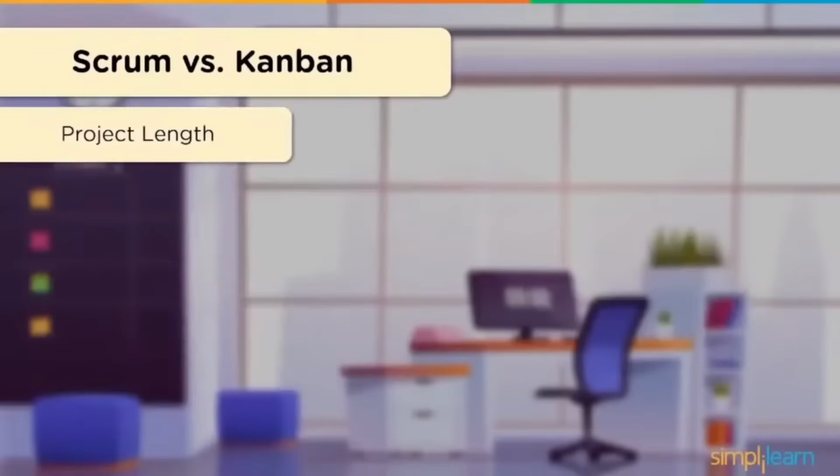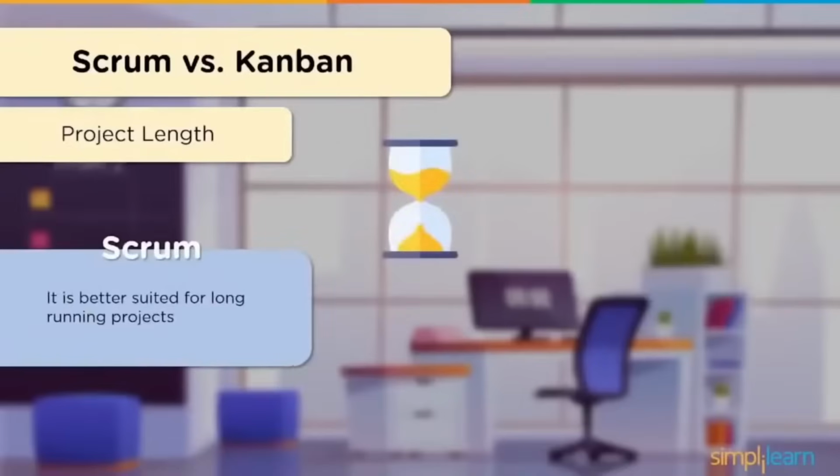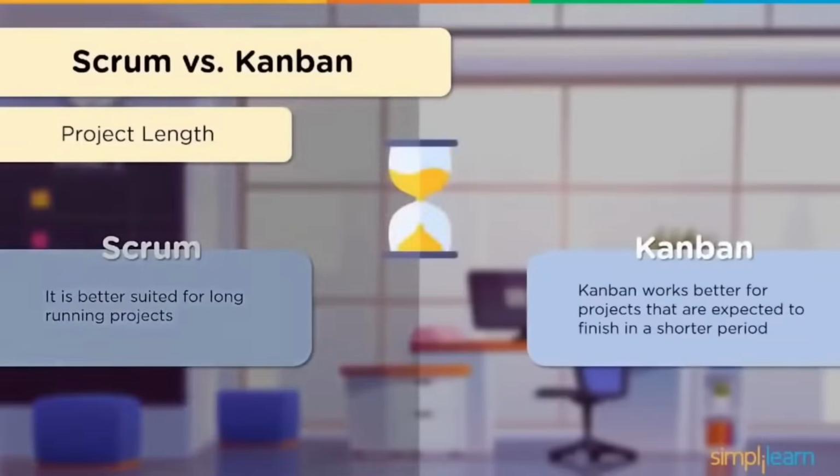And finally, let's have a look at project length. With Scrum, it's better suited for longer projects. And with Kanban, projects that can be completed in a shorter period of time are better.